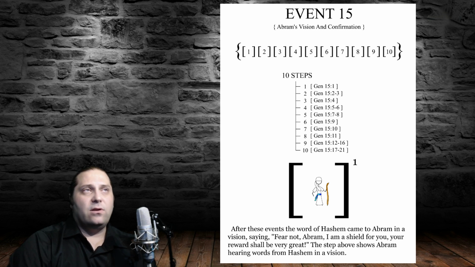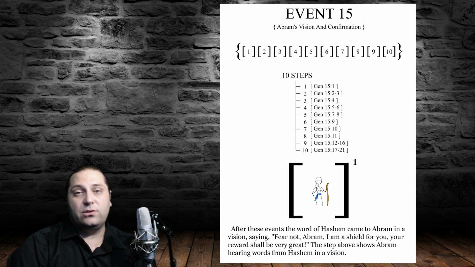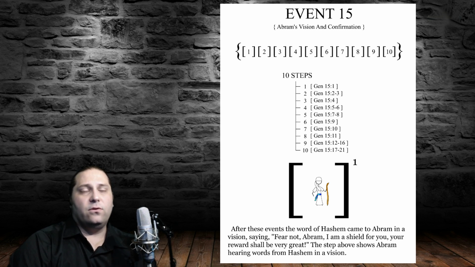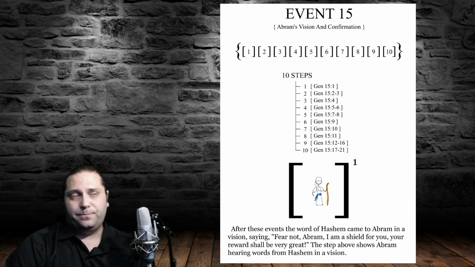Step 5 is found in Genesis 15 verses 7 through 8. Step 6 is found in Genesis 15 verse 9. Step 7 is found in Genesis 15 verse 10. Step 8 is found in Genesis 15 verse 11. Step 9 is found in Genesis 15 verses 12 through 16. And step 10 is found in Genesis 15 verses 17 through 21.